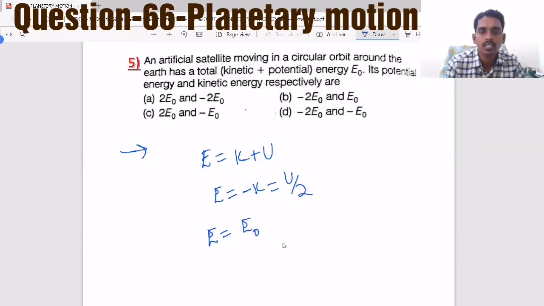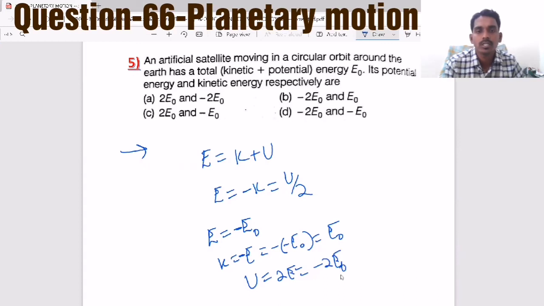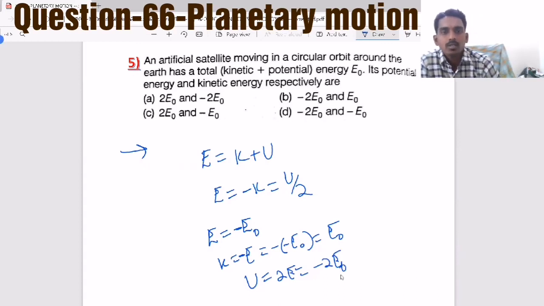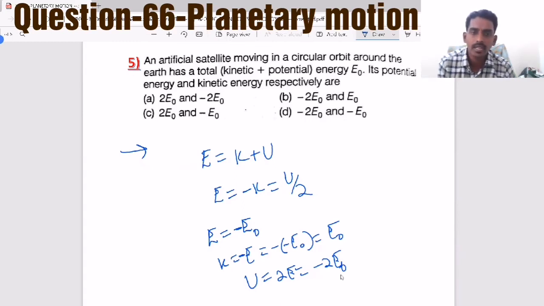Now the total energy they have given as E naught, and total energy is always negative. So the kinetic energy is equal to minus of E, that is minus of minus E naught, plus E naught. So the kinetic energy is E naught, and potential energy is double that of total energy, that is minus 2 E naught. So potential energy is minus 2 E naught and kinetic energy is E naught. Always kinetic energy is positive and potential energy is negative.